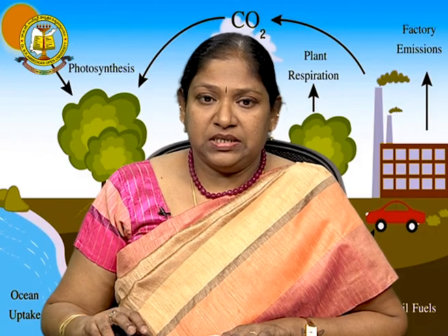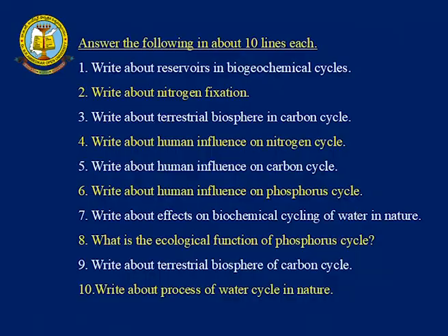Similarly, we can also see short type questions. Answer the following in about 10 lines each. Write about reservoirs in biogeochemical cycles. Write about nitrogen fixation. Write about terrestrial biosphere in carbon cycle. Write about human influence on nitrogen cycle. Write about human influence on carbon cycle. Write about human influence on phosphorus cycle.